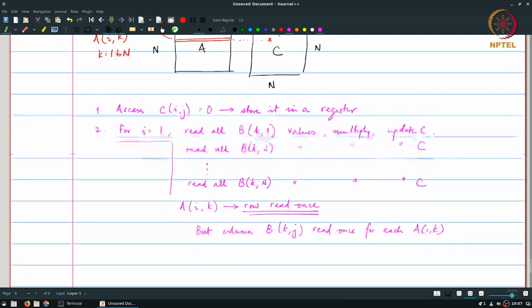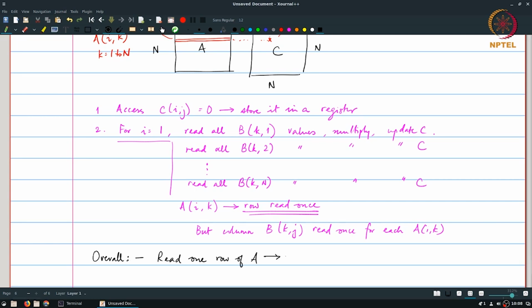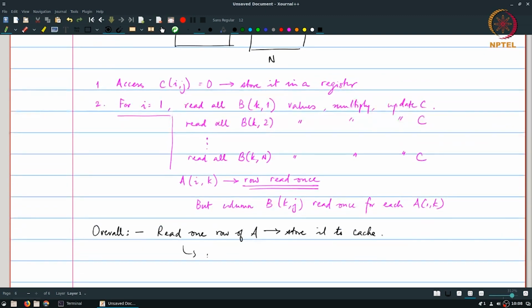So in other words, overall, what I am going to do when I run through the entire computation is read one row of A, store it into a cache from where I can access each element of the row quickly. But for this, I would then need to read each and every column of B. Now, if I need to read each and every column of B, and I have already assumed that the overall size of B is so large that I cannot store the entire thing into a cache memory, effectively what it means is that as and when I read the columns of B, I would need to throw out previously read columns. And then when I reach the next row of A, I would need to read in those columns of B one more time.